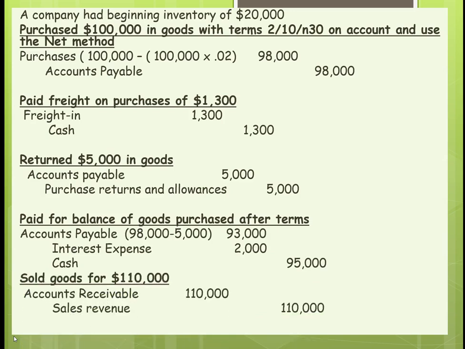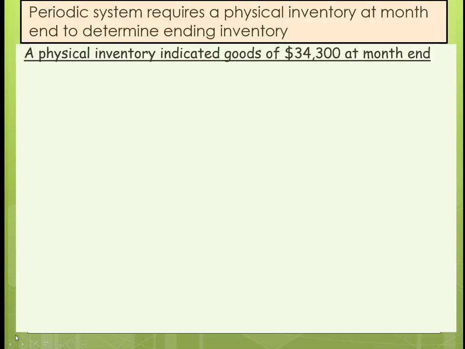And then we sold the goods, and because we're doing periodic, the only thing we can record is the sale. We cannot record cost of goods sold until we do a physical inventory. So what we do is a physical inventory, and it indicates we have goods at $34,300 at month end.